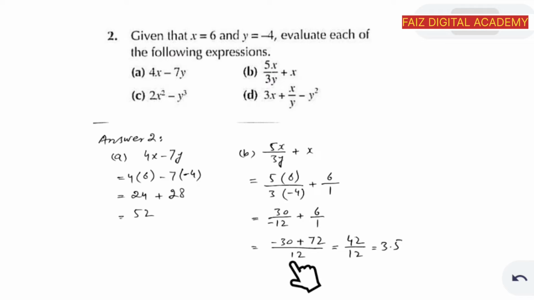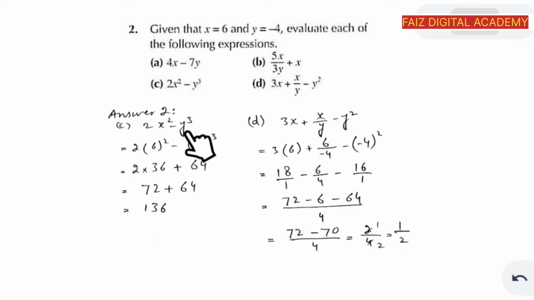The LCM is 12, so 12 divided by 12 gives 1, which is multiplied by 30, and it is minus 30. Secondly, 12 is divided by 1, and the answer is 12, so we have to multiply 12 with 6 to get 72. Again, plus minus minus, so we have to subtract 30 from 72, and the answer is 42, which is divided by 12, and we get the answer 3.5.